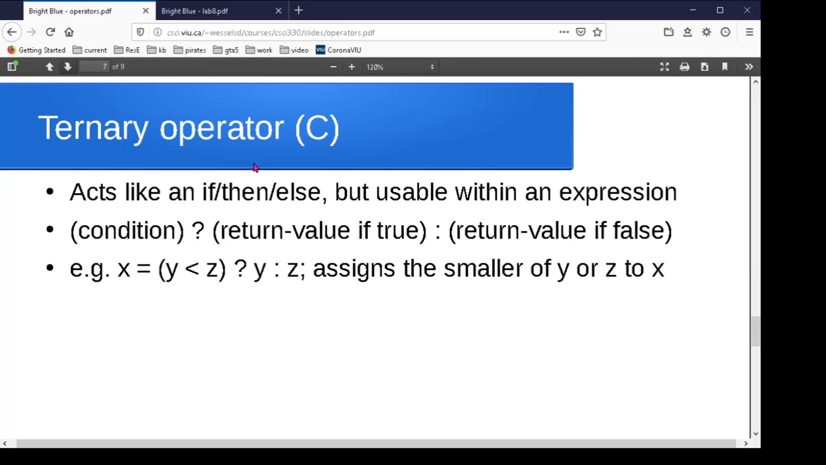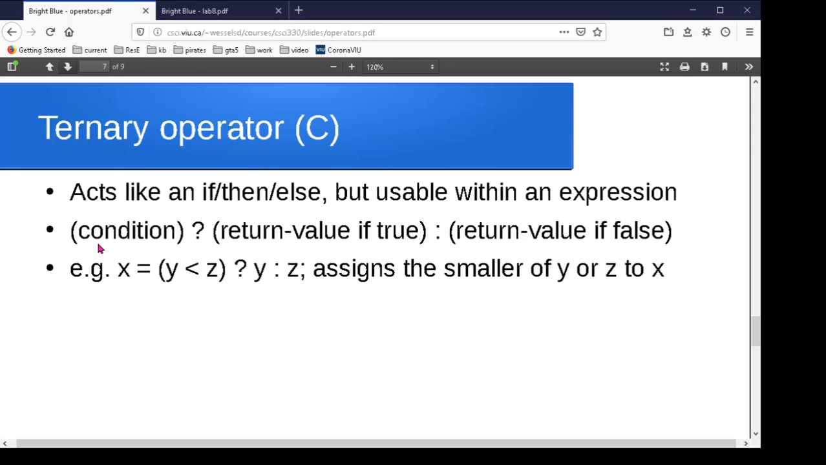Let's see, the other one that I wanted to mention in particular is the ternary operator. So this is also a C++ idea. And for this one, we're interested in essentially embedding an if-then-else into an expression. So it's like having an if-else statement that returns a value.